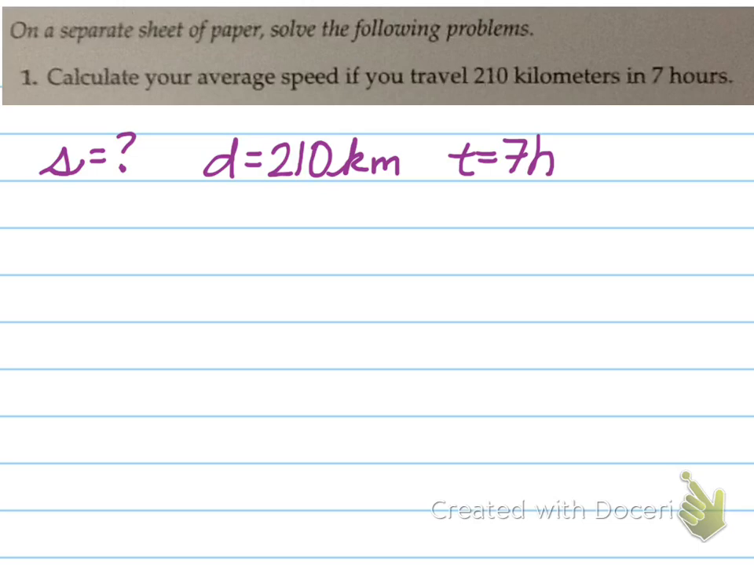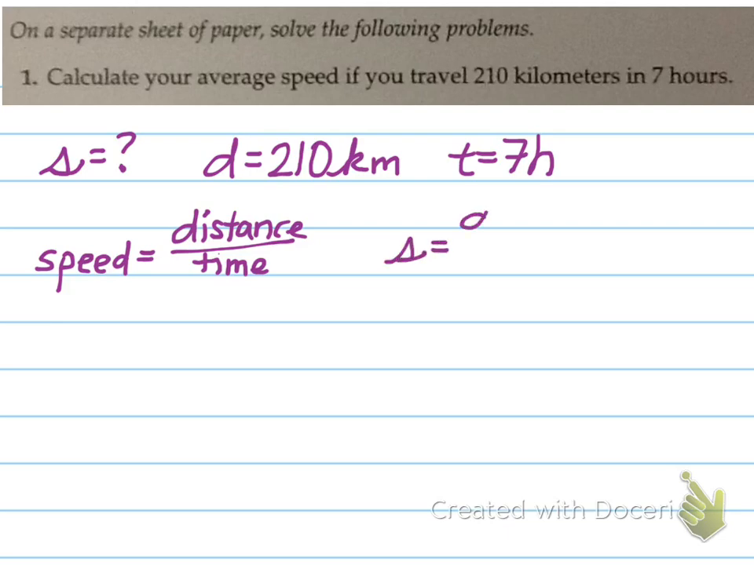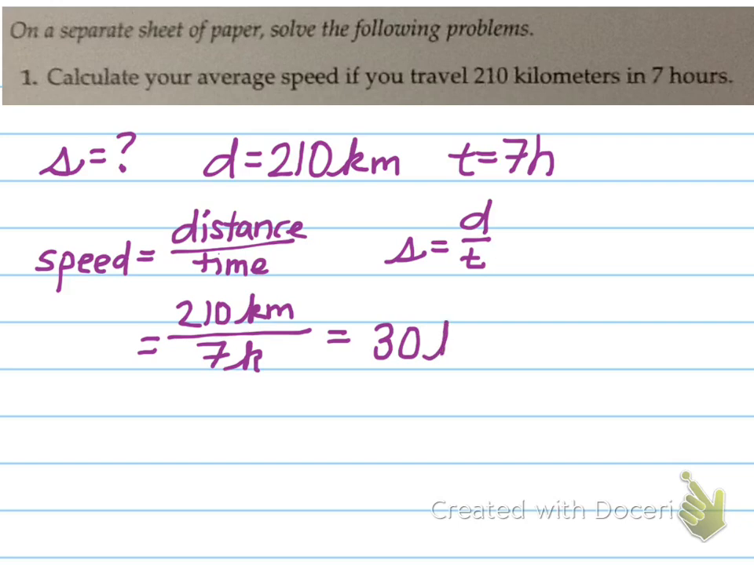So my equation for this is that speed equals distance divided by time. You're also welcome to show it in just symbols, so that would work. Then you plug in your distance, which is 210 kilometers, and your time, which is 7 hours. On your calculator, you take 210 and divide it by 7, and that gives you 30. And your units are kilometers per hour.